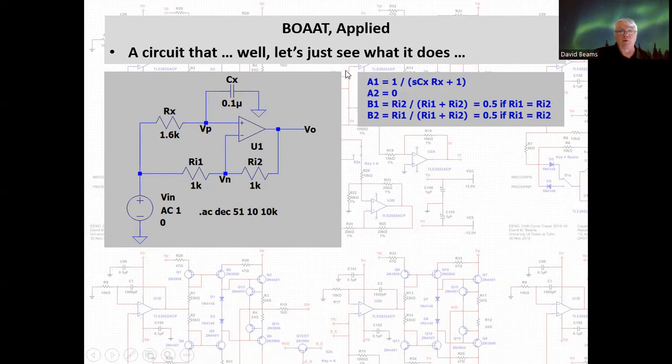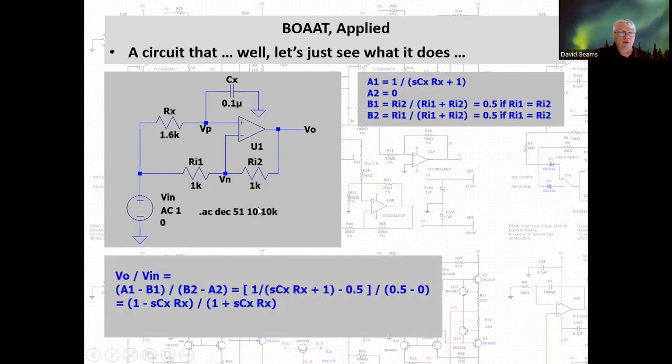A2 is 0. And I've made these two resistors RI1 and RI2 equal in value, so that makes coefficients B1 and B2 both 1/2. And when we use these as inputs to the BOAAT formula, we get V out to V in is, here's just a direct substitution, and here's after a little bit of manipulation, a little bit of normalization, 1 minus S C_X R_X over 1 plus S C_X R_X.